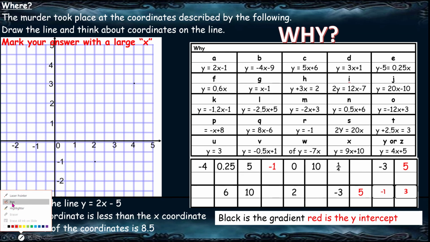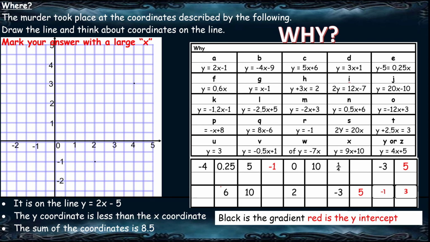I'm just going to give you instructions on how to do this section. The y, this is because I've just gone through the where. So why did the murderer kill this person? It does say here, black is the gradient, red is the y-intercept. If you can see, there's all these different equations of lines here in the form of y equals mx plus c. Some you might have to rearrange to complete this.